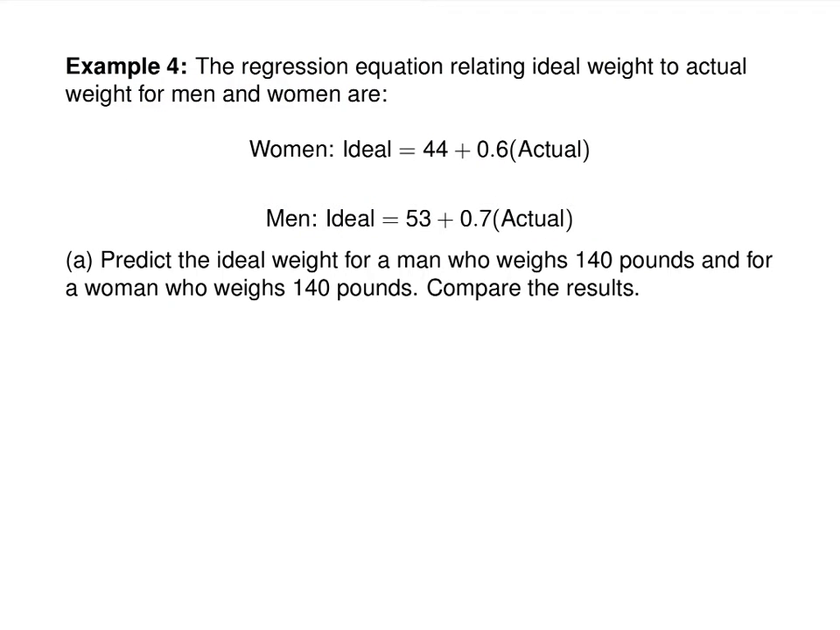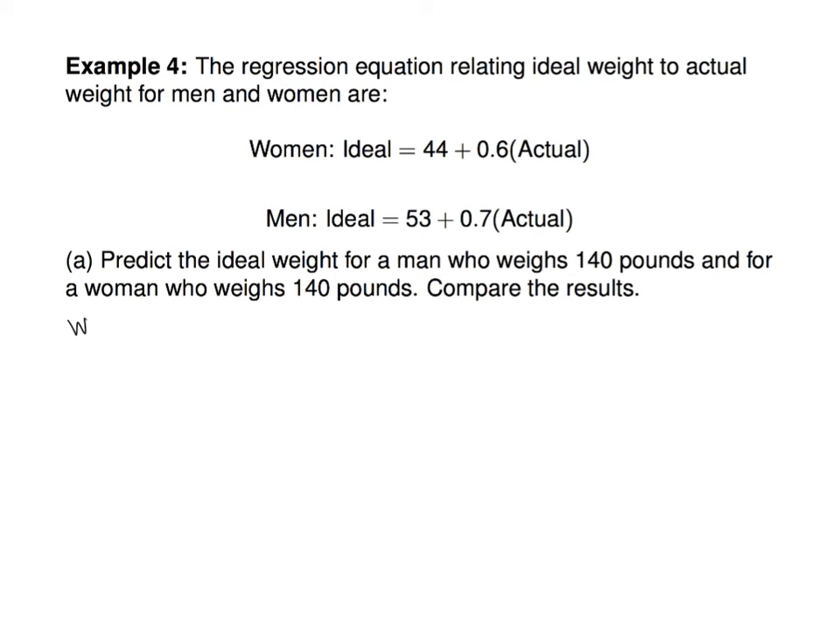Now, here's a regression equation that relates the ideal weight to the actual weight for men and women. And these equations have kind of interesting properties. Like for women, an actual weight of 110 corresponds to that also being the ideal weight. And the same thing is true for a certain weight for men. So now the question is, let's predict the ideal weight for a man who weighs 140 pounds and for a woman who weighs 140 pounds, and we'll compare the results.